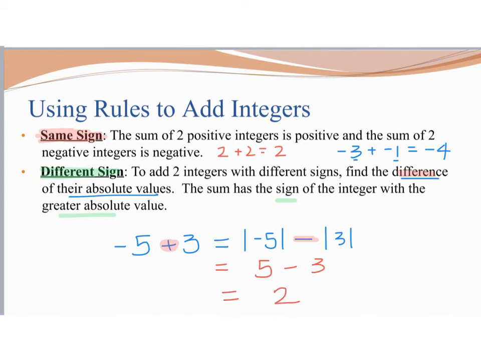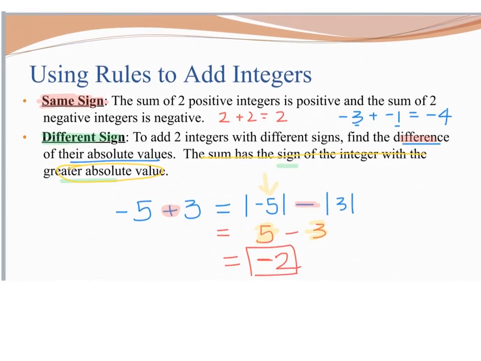Now the last part of this different sign rule says the sum has the sign of the integer with the greater absolute value. So when I look at my two absolute values, 5 is greater than 3, so when I look at my original problem, this number inside of the absolute value was a negative, so that tells me that the overall sign of my answer should be negative. So this will be a negative 2, and this is my final answer.